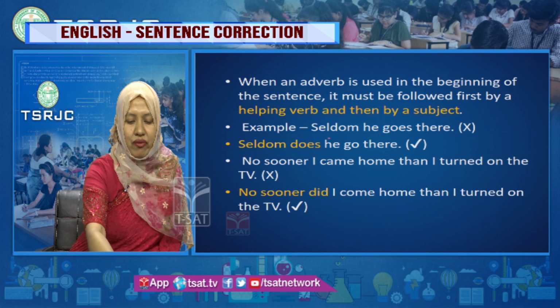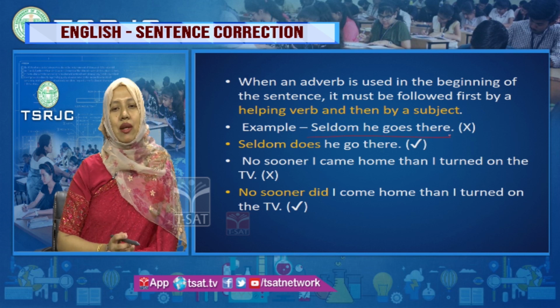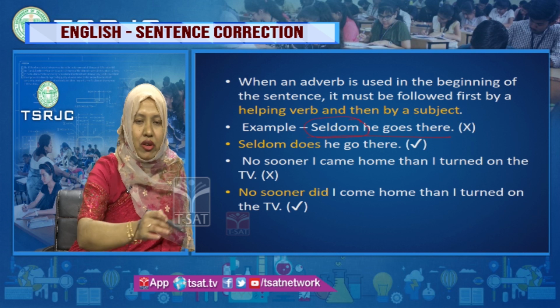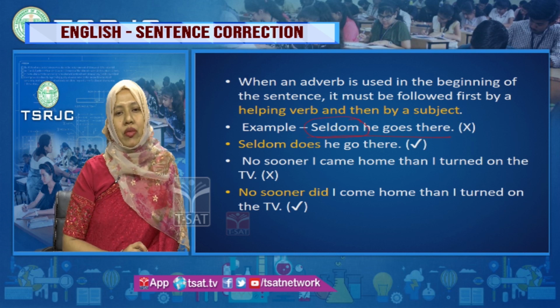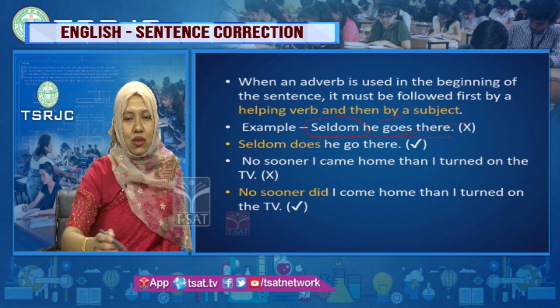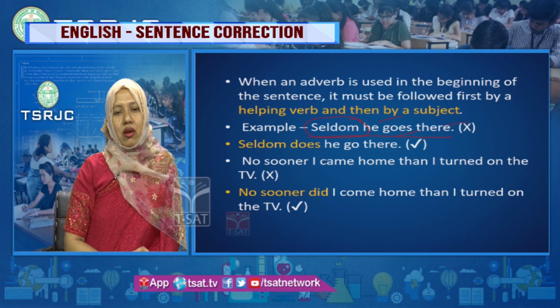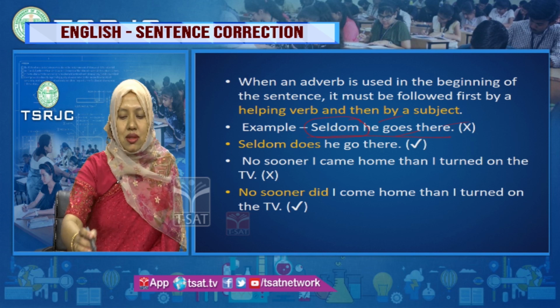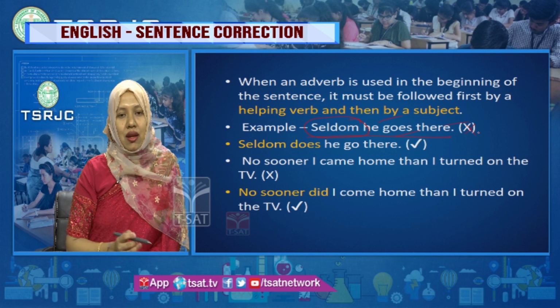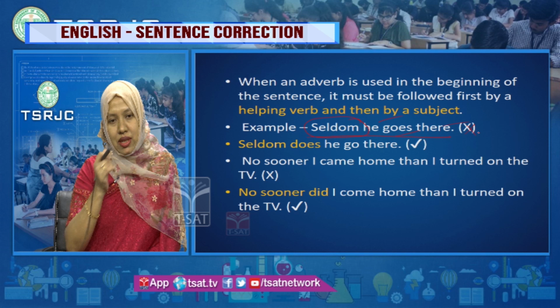Seldom he goes there. If you look at this example, seldom he goes there. Now, this sentence is starting with an adverb. Seldom is an adverb. He goes there. He is the subject, goes is the main verb, there is the object. This is a wrong sentence. How should you say? Seldom does he go there.